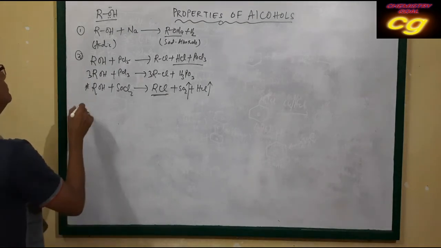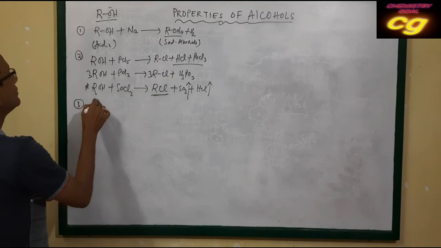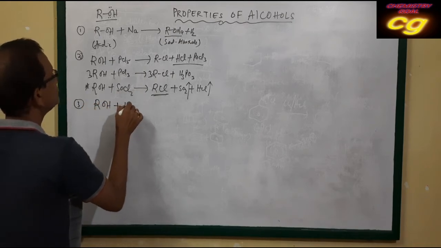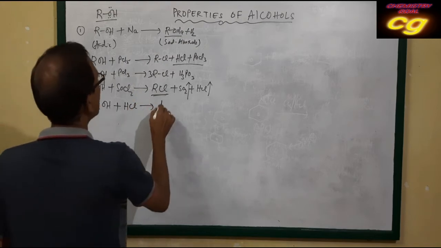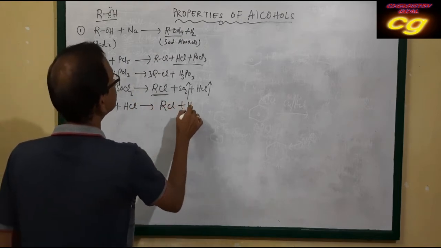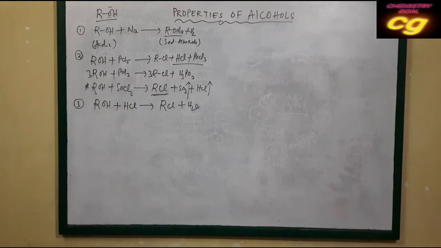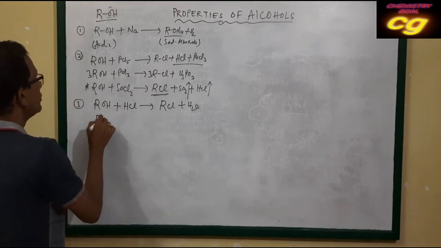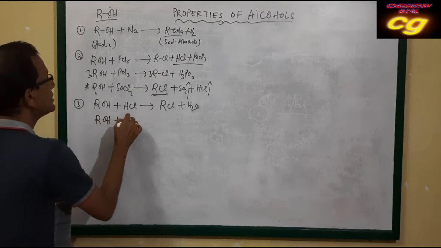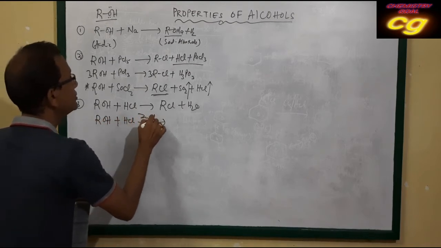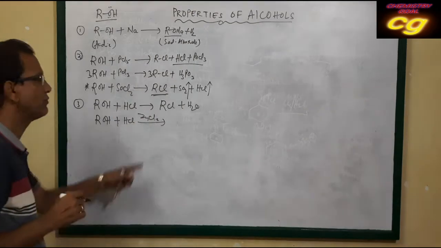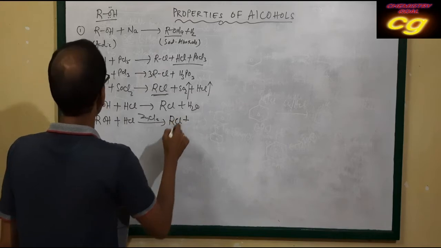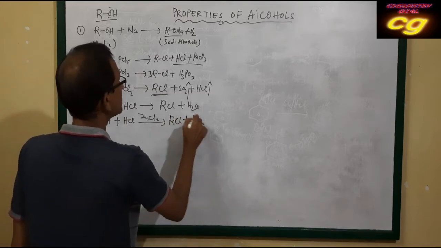Alcohol can react with HCl forming RCl plus water. But this reaction is somewhat slow, not fast. This reaction will be fast when alcohol reacts with concentrated HCl and anhydrous zinc chloride. Under anhydrous zinc chloride and HCl conditions the reaction will be fast, forming RCl and water.